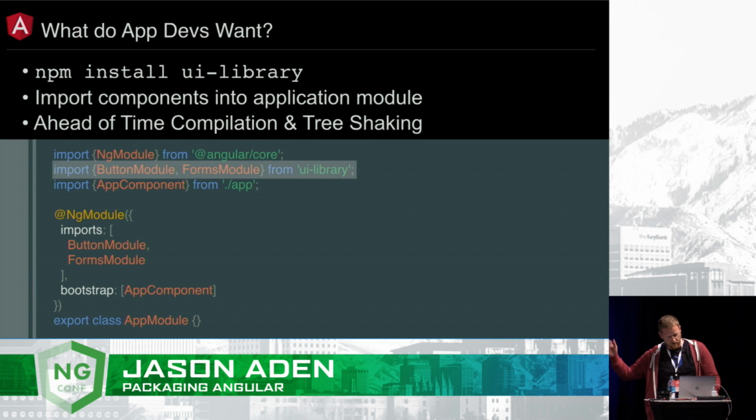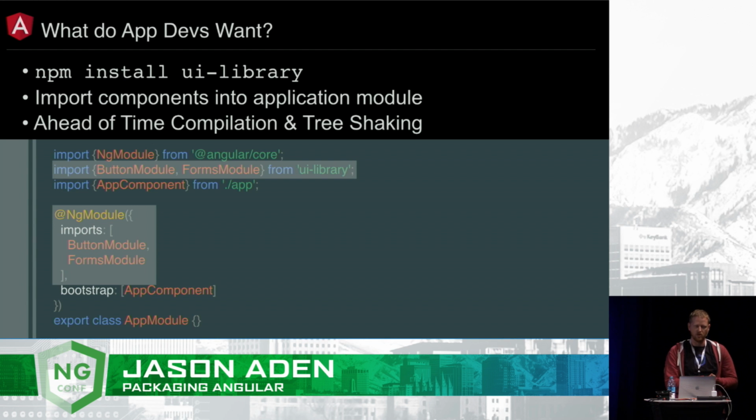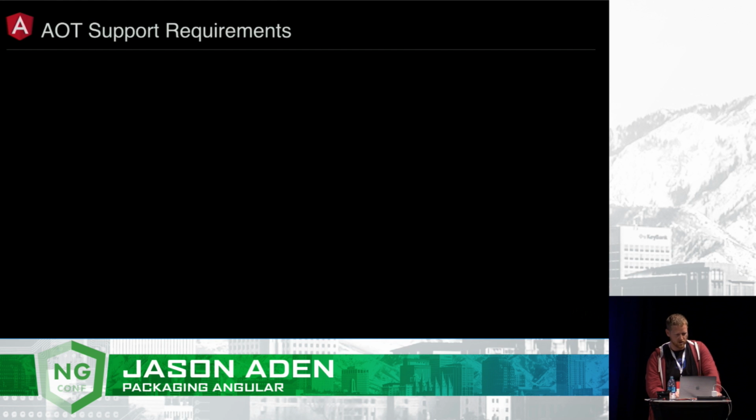We have our little UI library, and we import the button module and the forms module. And we create an app module with NgModule that imports those two. So what if you had another 15 components in your UI library, right? We don't really want to distribute those to everybody that's consuming this application. So this format should help in achieving that goal.